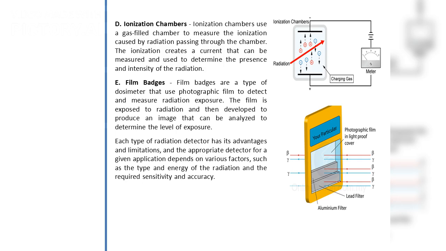Film badges are a type of dosimeter that use photographic film to detect and measure radiation exposure. The film is exposed to radiation and then developed to produce an image that can be analyzed to determine the level of exposure. Each type of radiation detector has its advantages and limitations, and the appropriate detector for a given application depends on various factors, such as the type and energy of the radiation and the required sensitivity and accuracy.